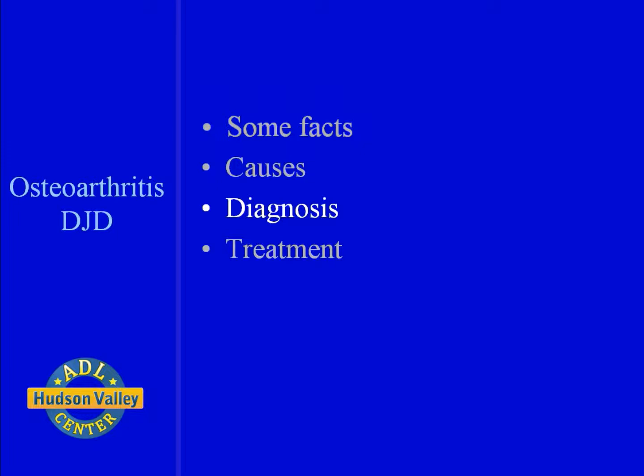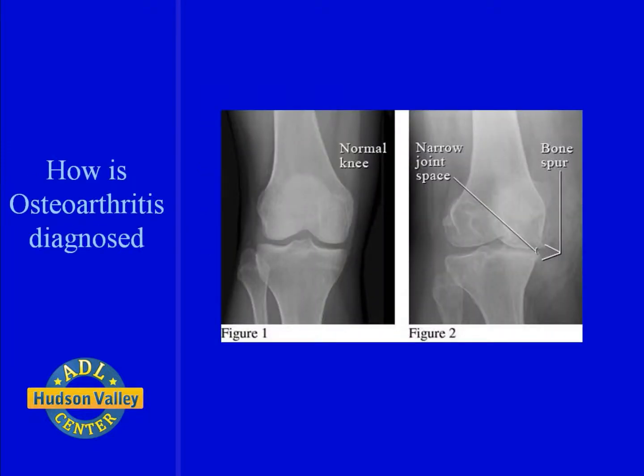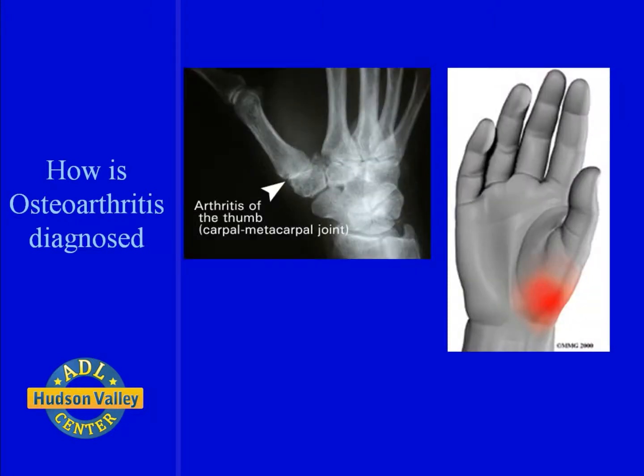How is osteoarthritis diagnosed? Medical history, a physical exam by a physician, and X-rays can be helpful in evaluating osteoarthritis. Blood tests should be normal in osteoarthritis but may be ordered to rule out other types of arthritis. In Figure 1 is a normal knee, and in Figure 2 the joint space narrows and there is a bone spur. In this plate you can see narrowing of the joint space in the carpometacarpal joint.